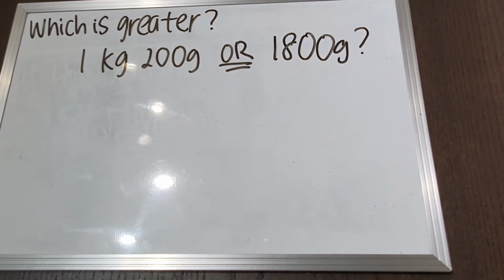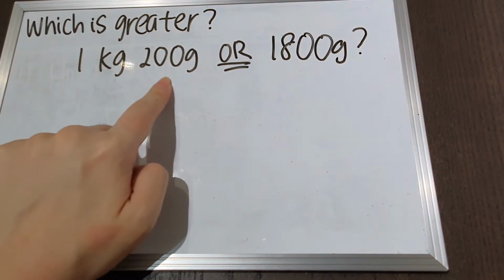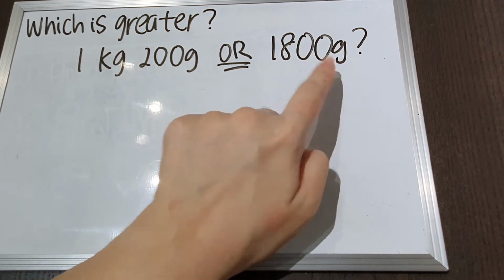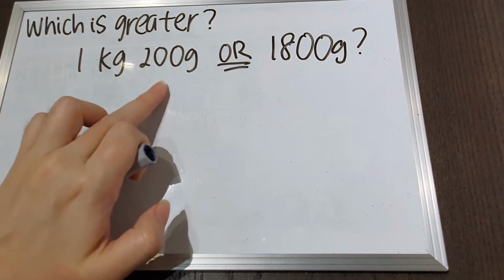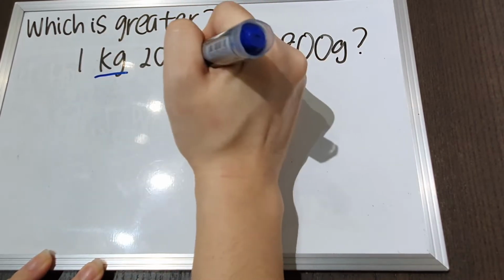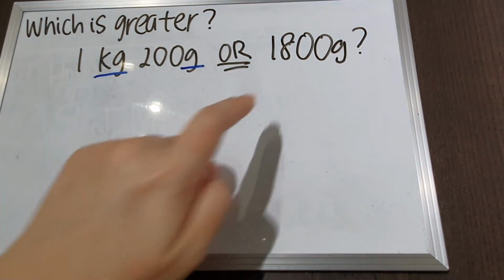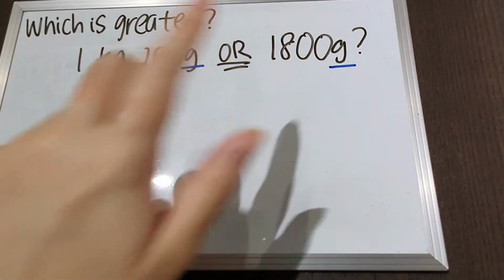Okay, let's look at this first question for example. Which is greater? 1 kg 200 grams or 1800 grams? When you are deciding which is greater, please make sure that you have all the same unit for all your different options. What do I mean by same unit? If you look at 1 kg 200 grams, the unit of measurement here is kg as well as gram. However, for 1800 gram, the unit you see here is only grams. So this means that the unit of measurement for both is not the same.